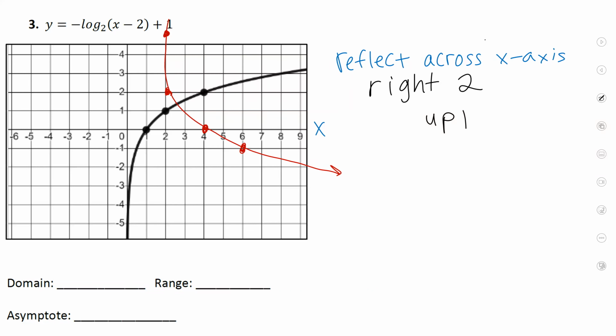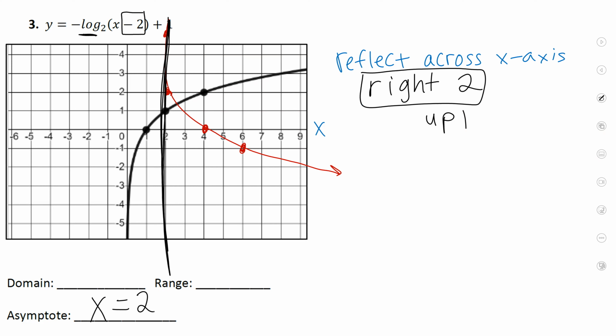Okay, so our asymptote, this is a log. That means your asymptote is vertical and it's right here. I know it's right here at 2 because I'm looking at the picture, but then also it's always opposite of what's on the inside. Because this transformation went to the right 2, I know my asymptote is at 2. So for asymptote, everyone put x equals 2. Number on the inside, opposite. It went to the right 2, so it's x equals 2.